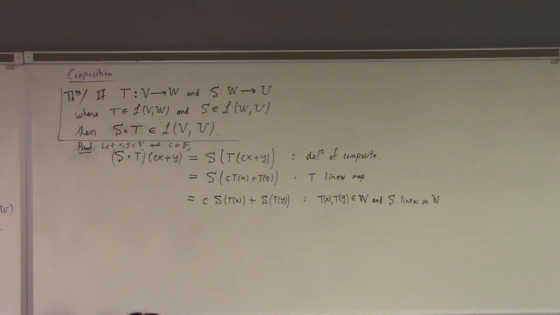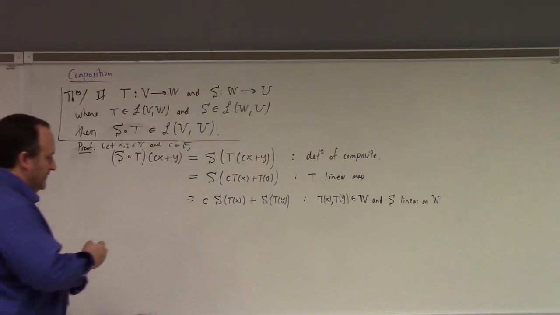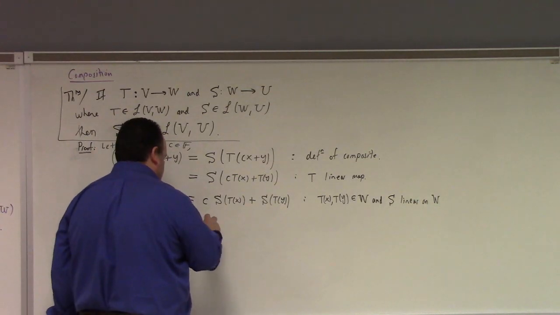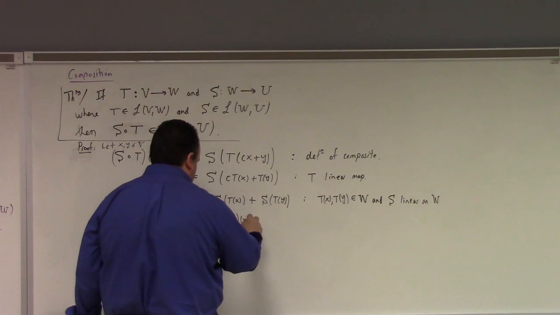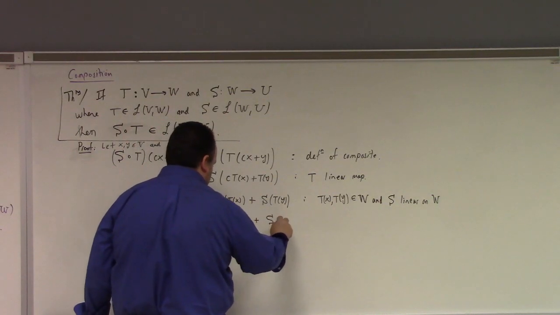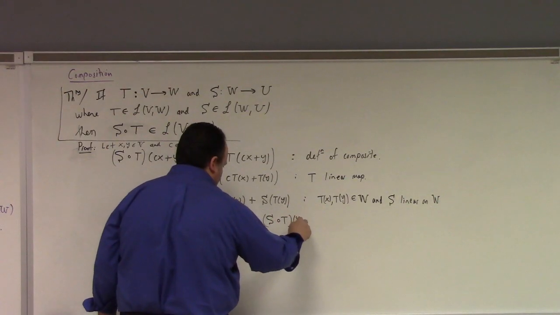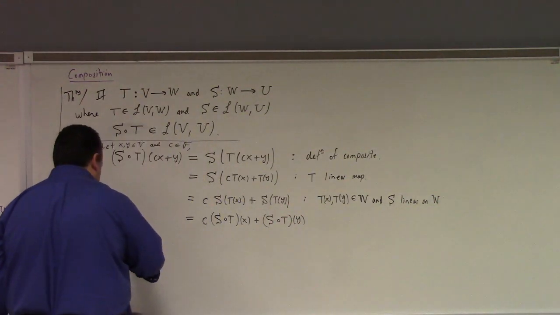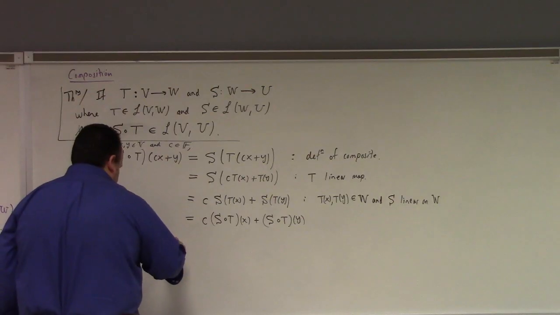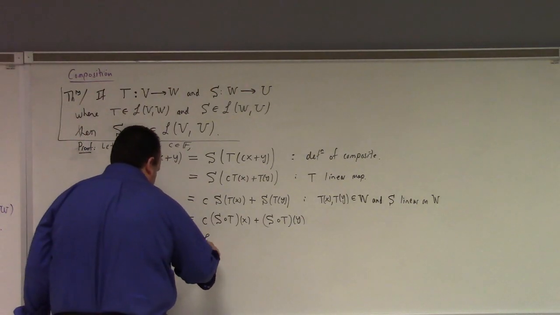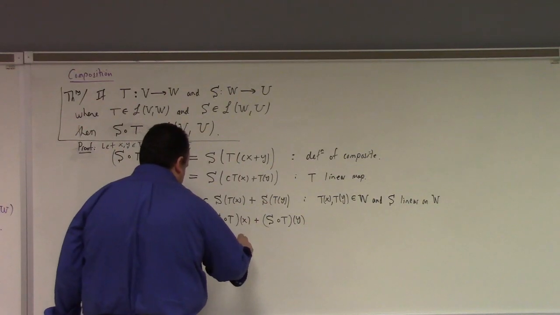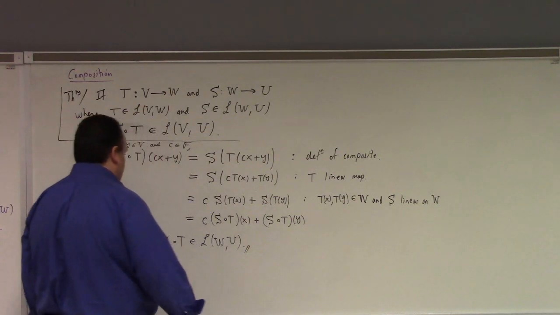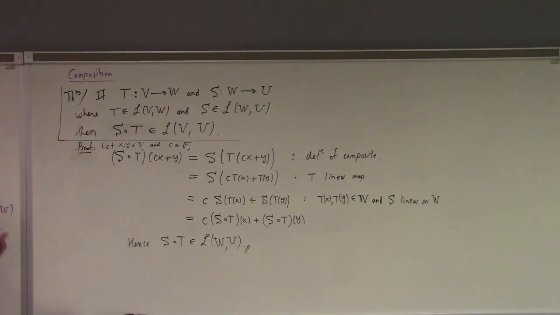More to the point, and then, finishing move here, this is C times S composed with T on X plus S composed with T on Y, right? Hence, the composite of S and T is a linear transformation. And it's clear that it goes from V to U by the context here. So the composite of linear transformations is a linear transformation.